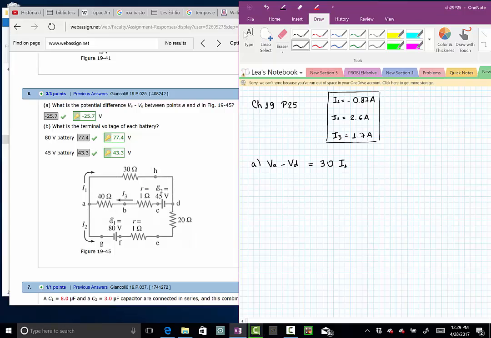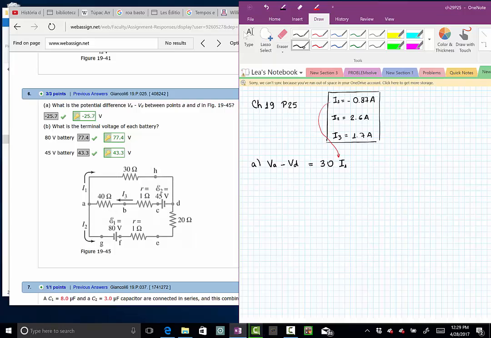Now, I already found I1. I know that I1 is negative, so I'm going to put this number here and I'm going to get that negative value that you see in the answer. So this is it. This is all we need to do for part A.